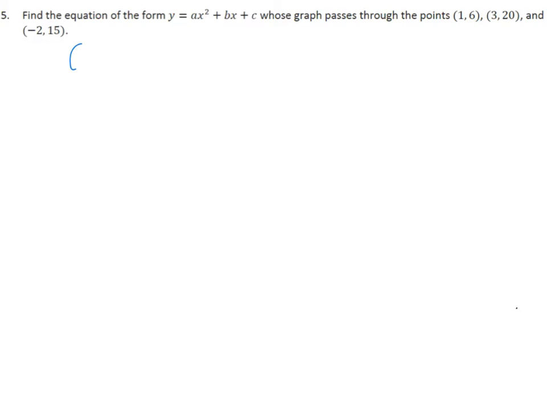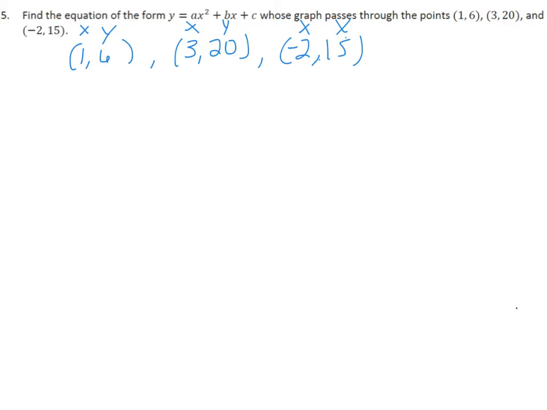Remember that our points 1, 6 here, that is our x and that is our y. And same thing with our points 3, 20 here. We have our x and our y, and our point negative 2, 15 here. We have this is our x and this is our y.